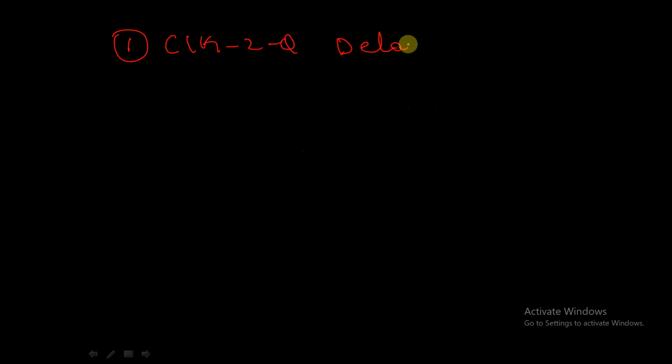What is this delay? This clock to Q delay is the time it takes for the flip-flop output to be in a stable state after a clock edge occurs. So it is the time taken by the output to be in a stable state after the clock edge occurs. Okay, so this is the clock to Q delay.